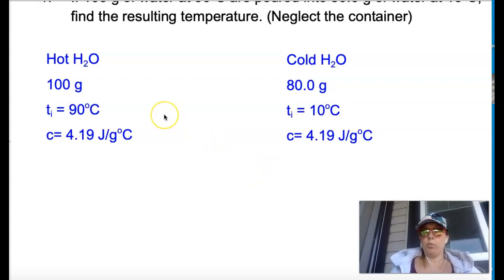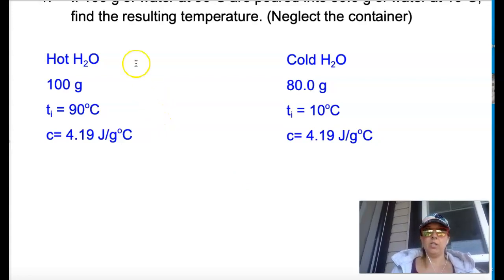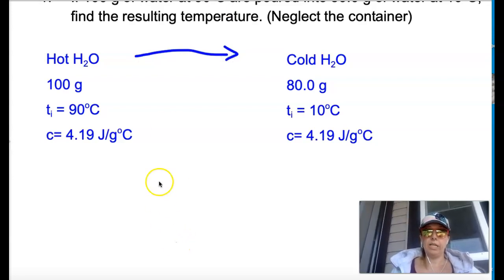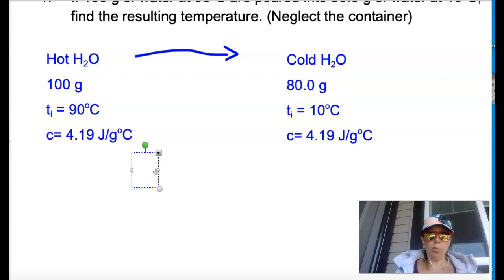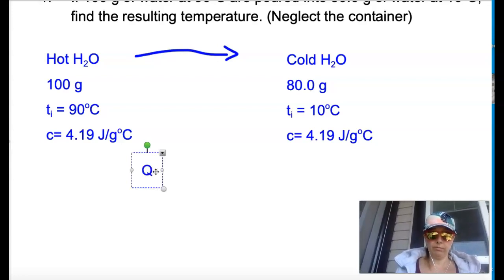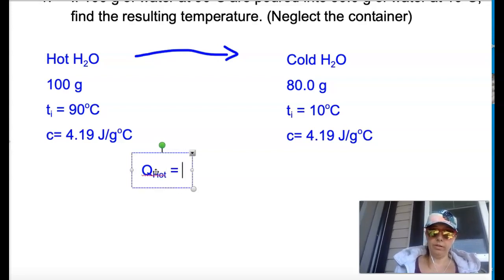So I have to be able to recognize that in this case, the amount of energy being released by the hot water has to equal the amount of energy being absorbed by the cold water, right? Because the energy has to go somewhere. In this case, it's being transferred from the hot to the cold, okay? So when we start generating that equation, the Q of the hot is going to equal the negative Q of the cold.